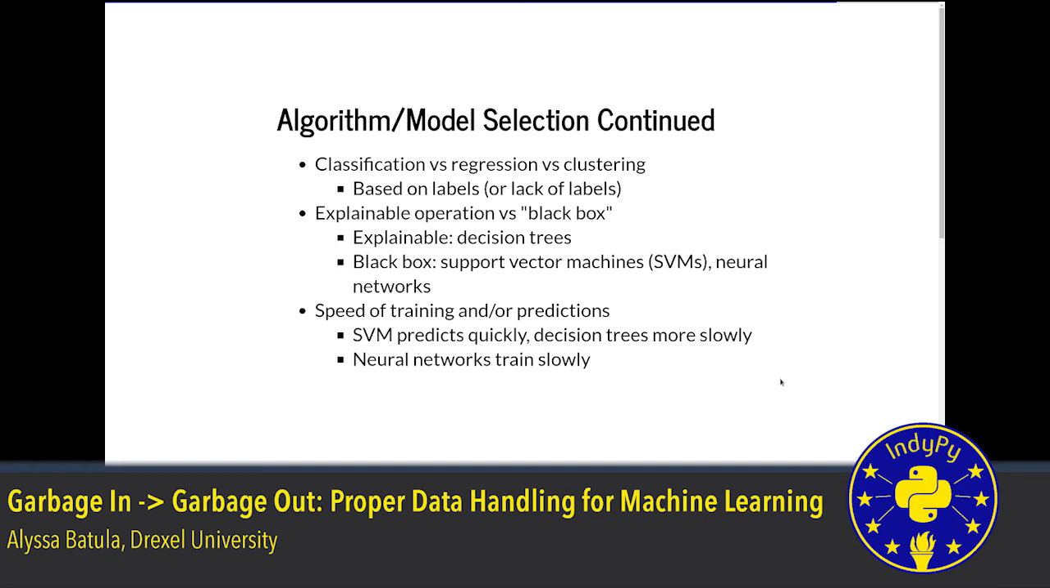Other things to consider are your speed of training or speed of predicting. How quickly do you need this thing to train on your data? And once it's been trained, how quickly do you need it to make predictions on your data? Some support vector machines predict very quickly. Decision trees predict much more slowly because they've got to go down through that tree, so as they get larger, they get slower. Neural networks tend to train relatively slowly, but they usually predict reasonably fast.